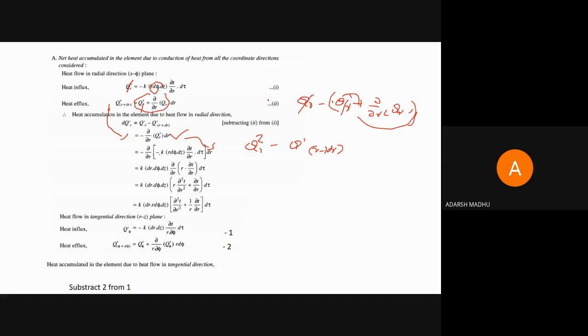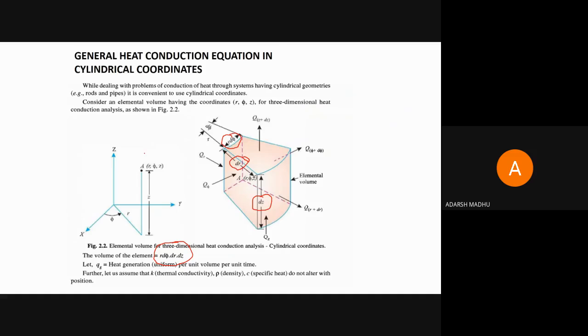Okay, so negative dou by dou r of k into r d phi dz into dou t by dou r into d tau. This is the term you have got. So we just want to take the volume of the element outside. What is the volume? It is r d phi dr dz, right? Here the volume of the element is r d phi dr dz.